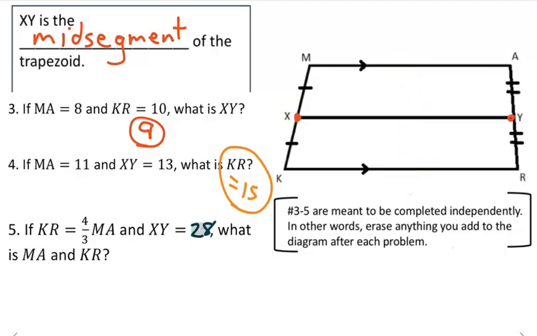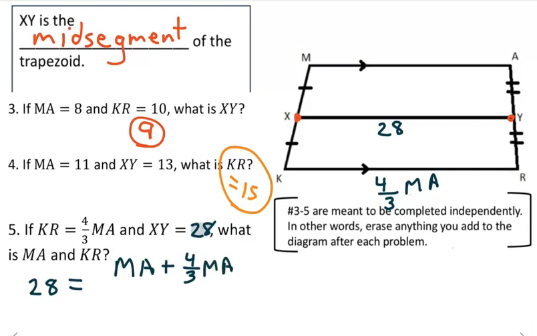So I'll erase the stuff from the diagram. This time we have 28 for XY. We're not given a distance for MA or KR, but we are told KR is 4/3 times MA. So let's try using the formula here, just the average of the bases. So the mid-segment, 28, is the average of the bases. So MA plus 4/3 MA is an expression for the bottom base, all over 2, because we're averaging the two bases.